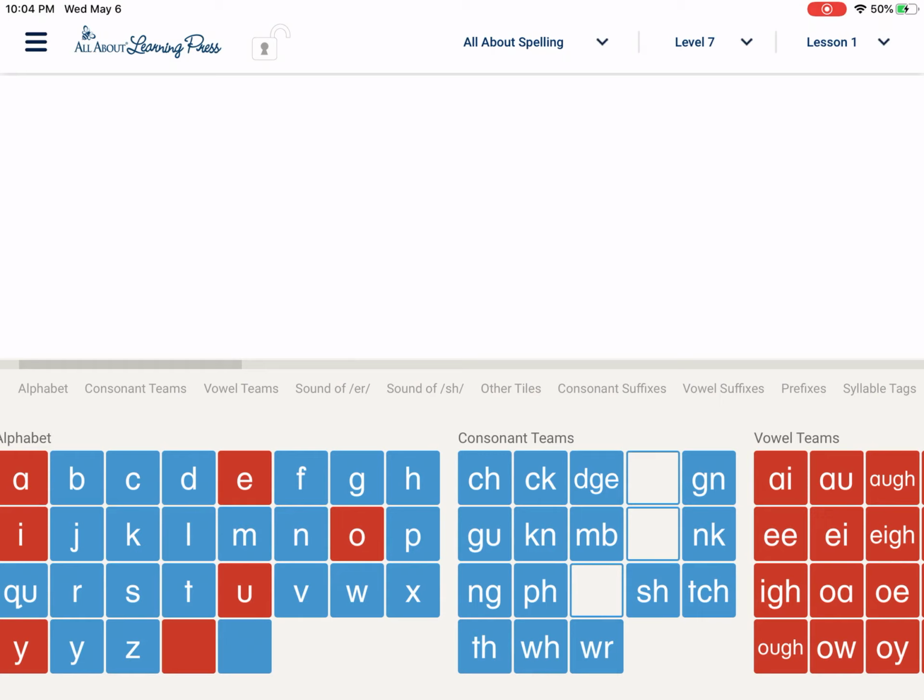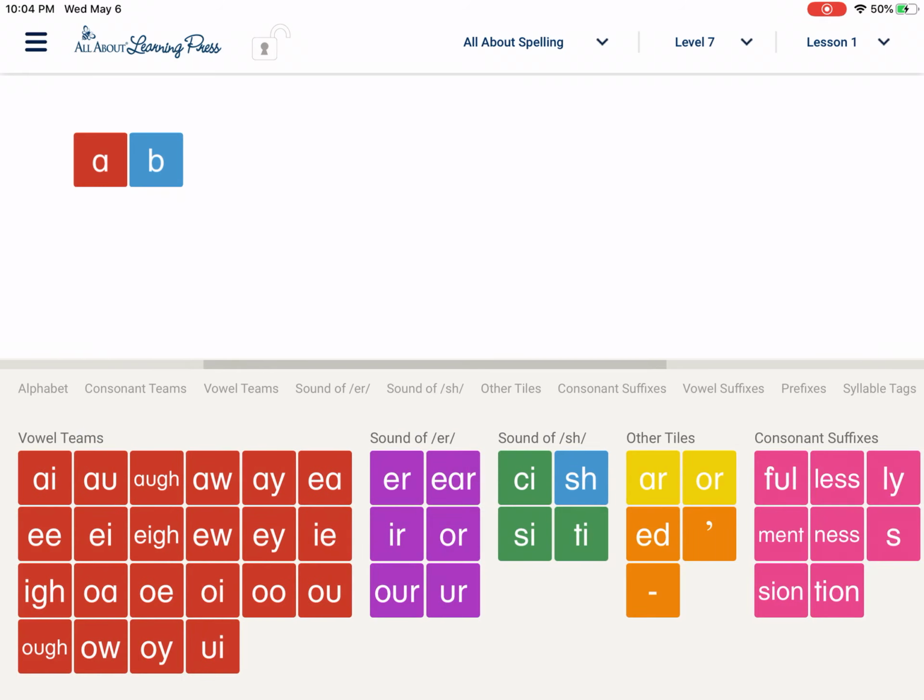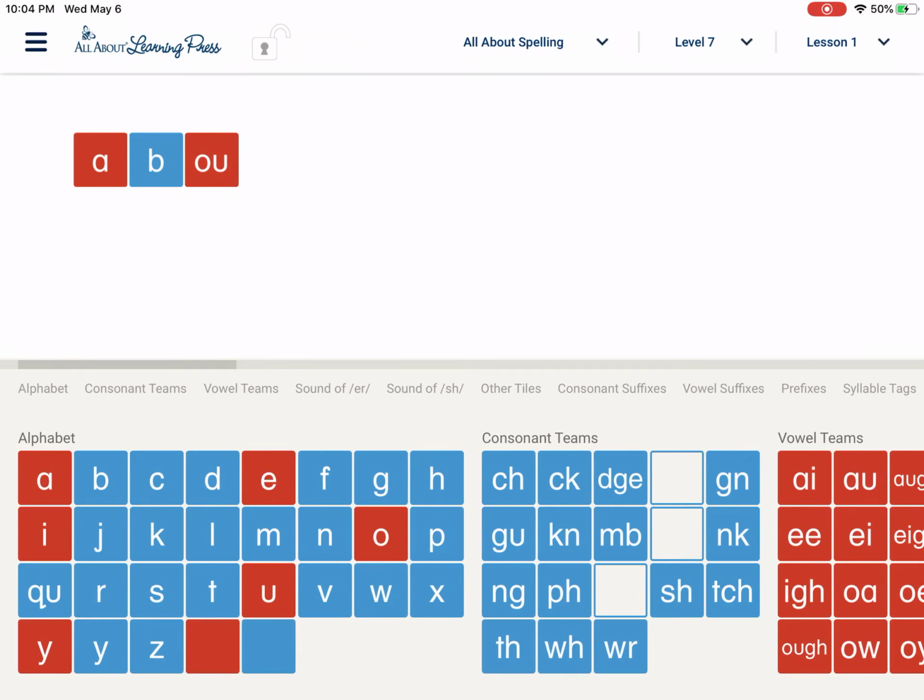Okay, so we're going to try to look at some of your review words. And I want to show you some words that have the schwa sound spelled with the A. So this is a-b-ou-t, about. The A sounds like uh.